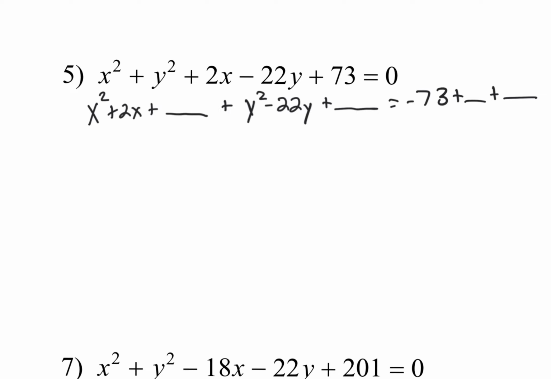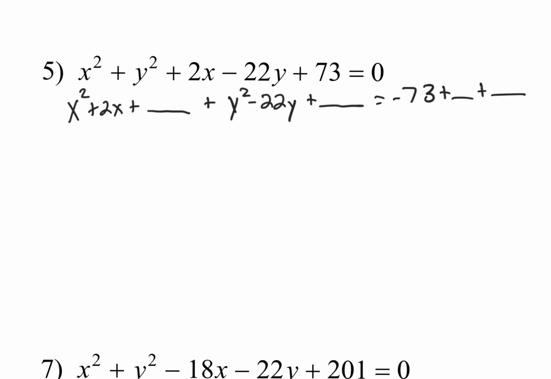Everybody agree with my first step? What do I add into the x squared plus 2x? 1. What do I add into the y squared minus 22y? Where did we get the 1 from? Half of 2 is 1, and 1 squared is 1. Half of 22 is 11, so add 121. Again, make sure you put them on both sides.